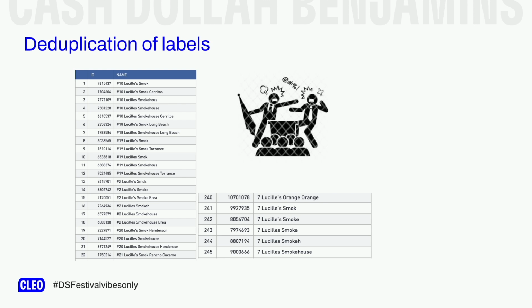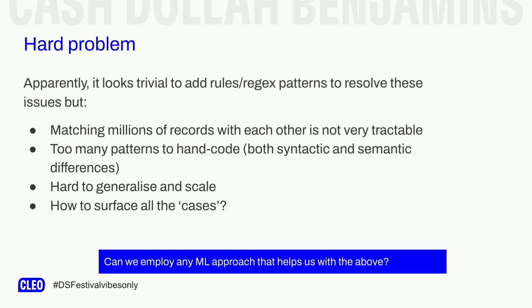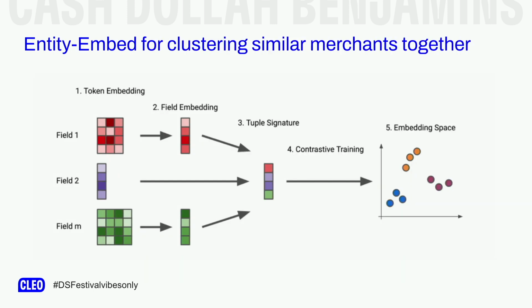But if you look at this in detail, it looks like we can just write a few more rules to get rid of this and associate these with a single one. But if we had to do this for all the merchants, it would not scale again. So we needed a mechanism that can generalize and scale and give us the potential duplicates that we have in our label set, so we could have better labeling and hence a better merchant classifier with fewer duplicate merchants in it. For this purpose, we employed the entity embed library, which is an implementation of an Amazon approach.